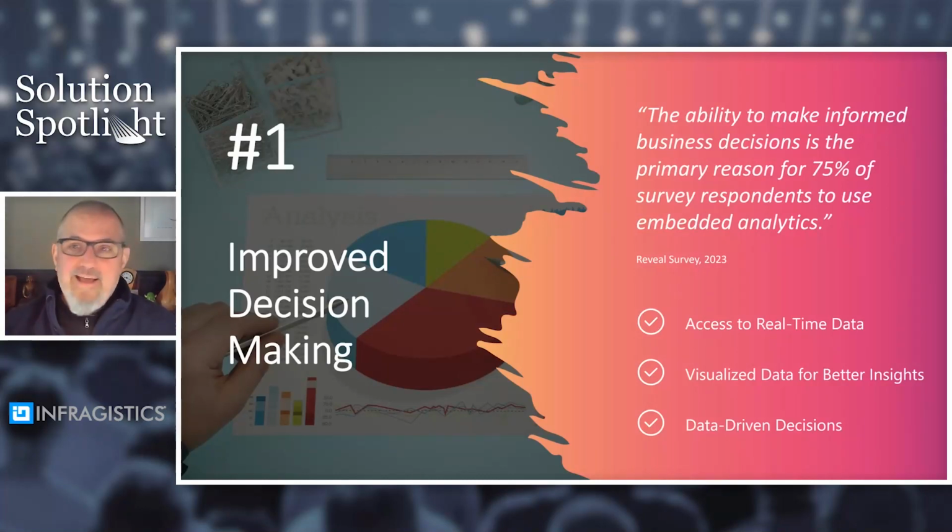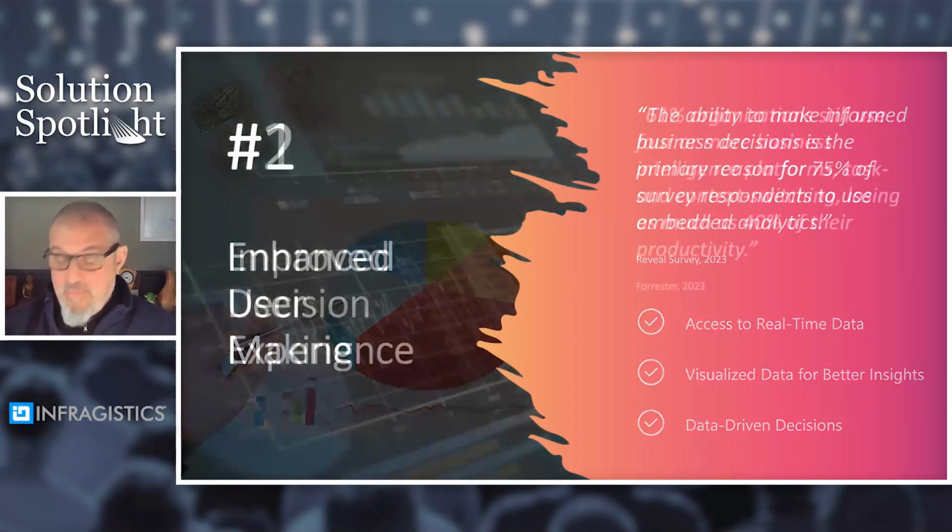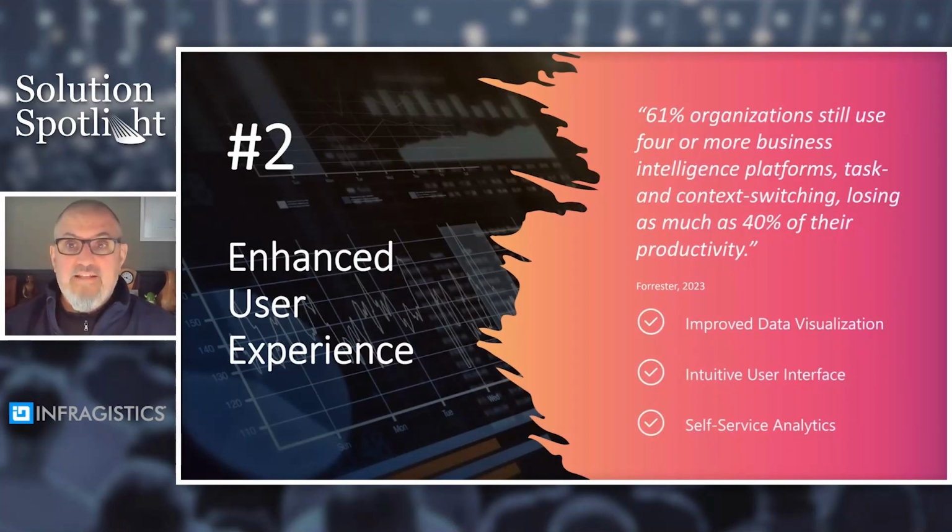Well, how do you do that? You don't do that by clicking over to another website, to Power BI, remembering what to search for, then having to go back to your other application. That click tax is terrible. Embedded BI removes it. So the ability to access real-time data, the ability to visualize data instead of data in lots of data grids, really drives those data-driven decisions, which is the number one reason, which is improved decision-making.